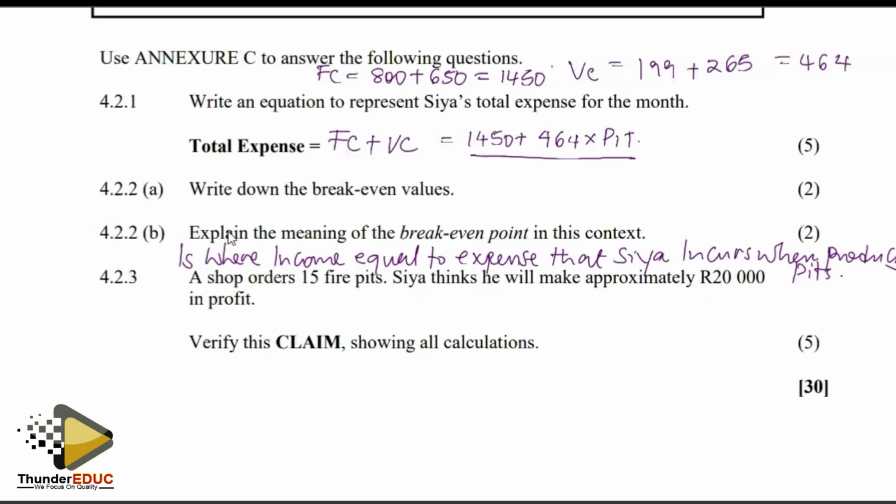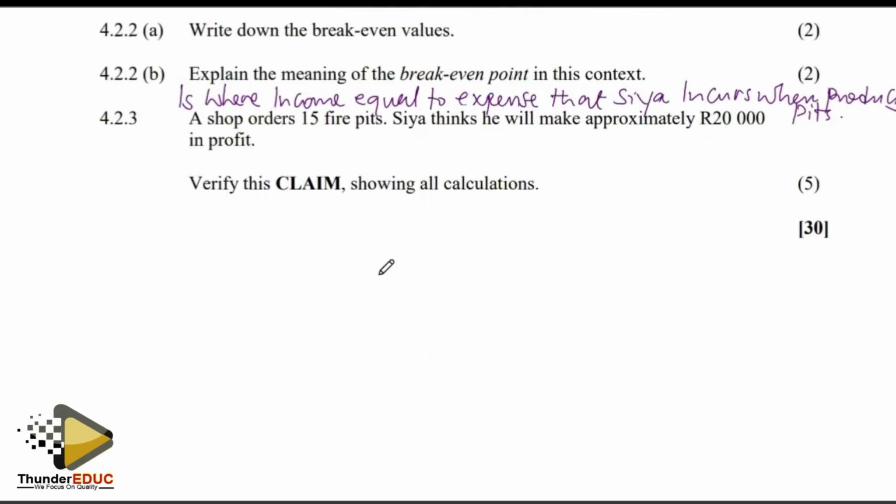A shop orders 15 fire pits. Seller thinks he will make approximately 20,000 in profit. Verify the claim by showing all calculations. Number one, how do you get profit? Profit will be the income minus the expense that you have incurred.